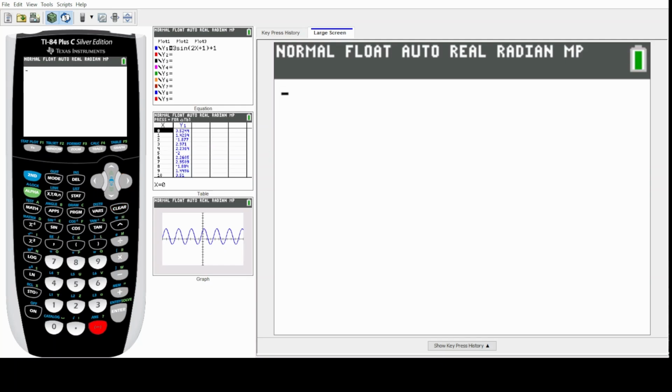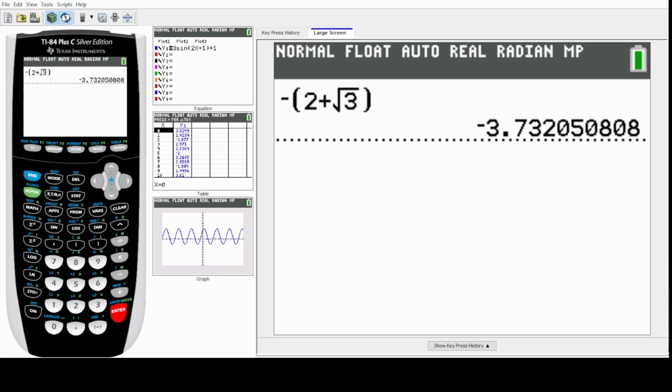Negative bracket 2 plus square root of 3, and I'm going to come all the way outside now to close my bracket. Notice that on your graphing calculator, negative and minus are not the same thing. So if you want to make something negative, you need to use this negative button down close to enter. If you're subtracting, that's different. Okay, so this is what I have. Negative 3.73.